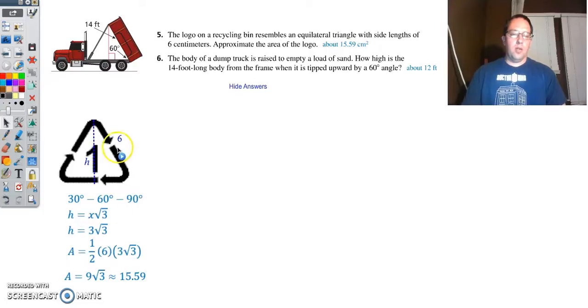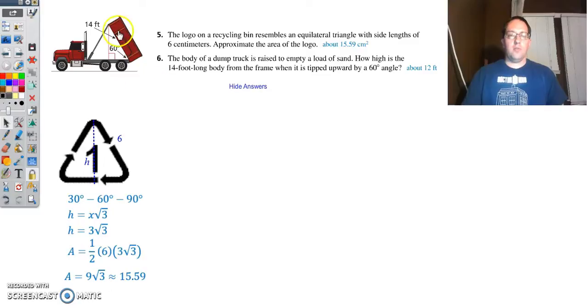So what we have here, the long side, we have the hypotenuse, and we need to get the long leg. Well, the leg here, the height, is going to be the short leg times the square root of 3. The short leg is half the hypotenuse, so this is 6, so we have 3 for the short leg, times the square root of 3, so just 3 root 3. Plug that into our area formula, 1/2 base, remember base is all the way across, times the height, and we get area of 9 square root of 3, which is about 15.59.